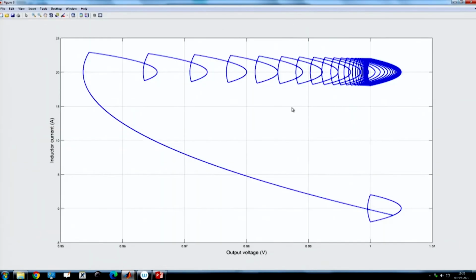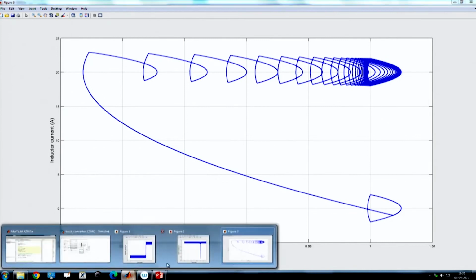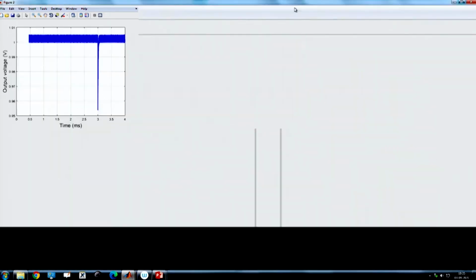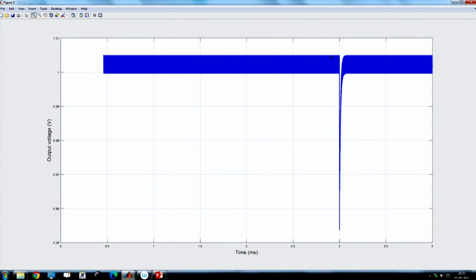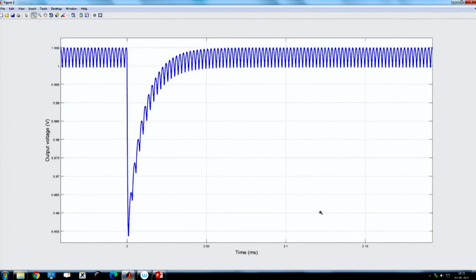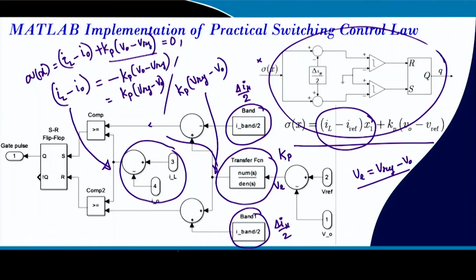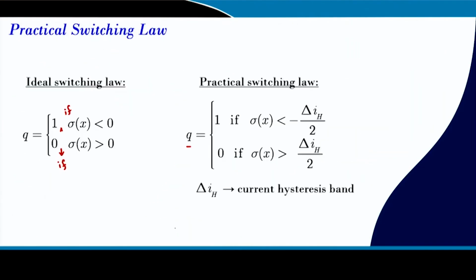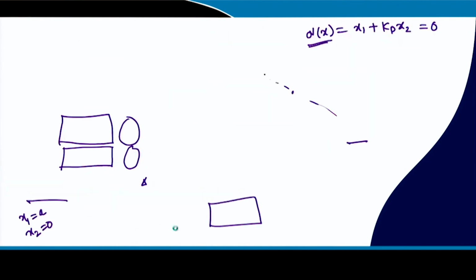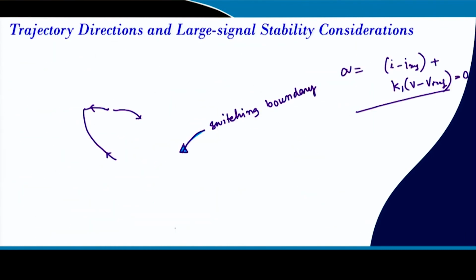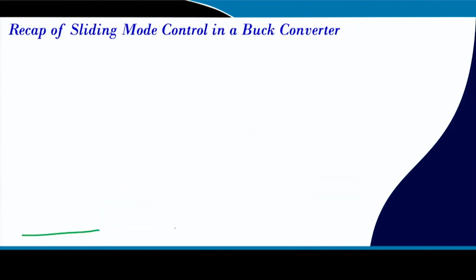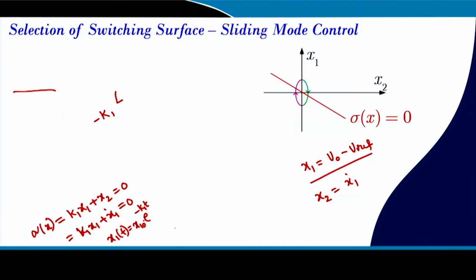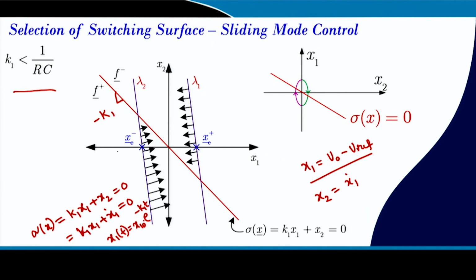You can see it takes many cycles to reach there, and it is evident that it will take multiple switching cycles to reach steady state. It is kind of an overdamped system, and this is similar to what we discussed in sliding mode control, where we considered a smaller gain. So, it will be an overdamped response, and it will take more cycles.